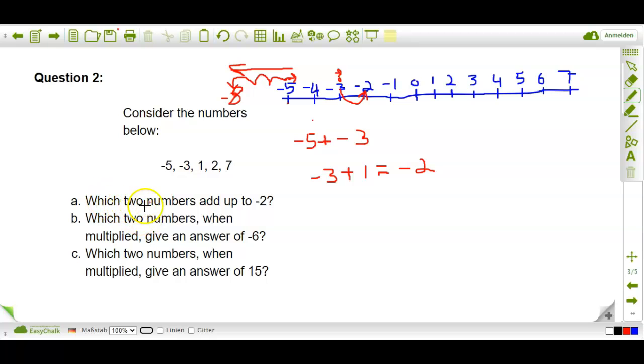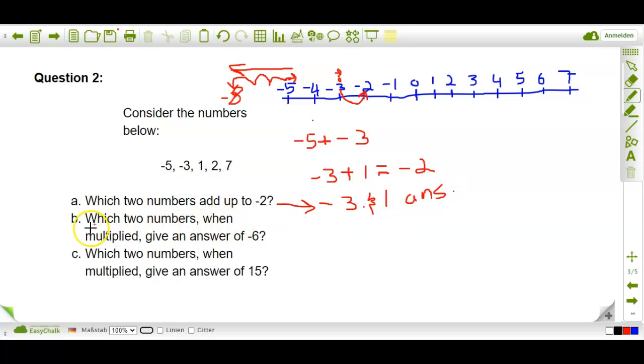So which two numbers add up to -2? It's -3 and +1. Okay, and that's our answer.